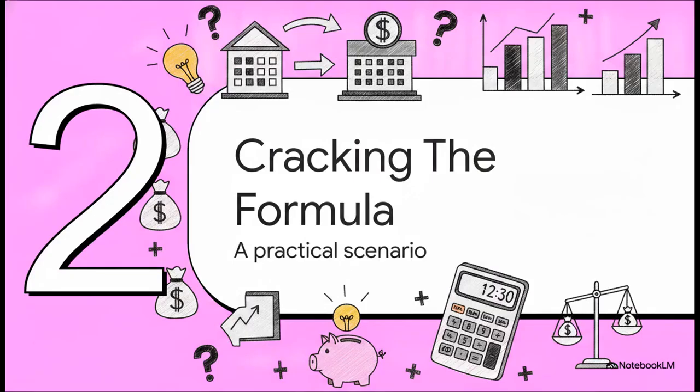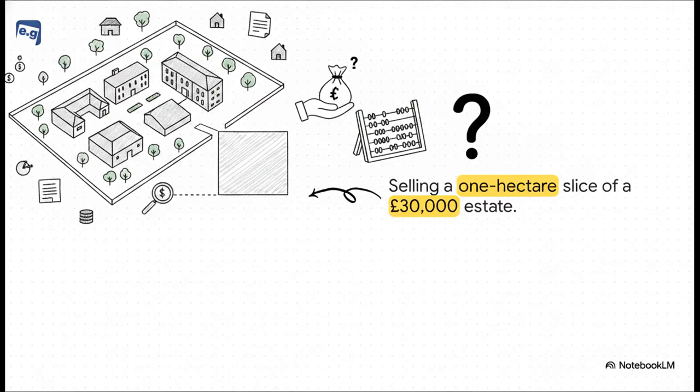Moving on to part 2, cracking the cost formula. Let's put this into practice with a real scenario. Imagine you've got an estate that originally cost you £30,000. You decide to sell off a 1-hectare slice for £9,500. And let's say at the exact time of this sale, the rest of the estate, the remainder you're holding on to, is valued at £80,000. So we need to figure out the allowable cost of that single hectare.